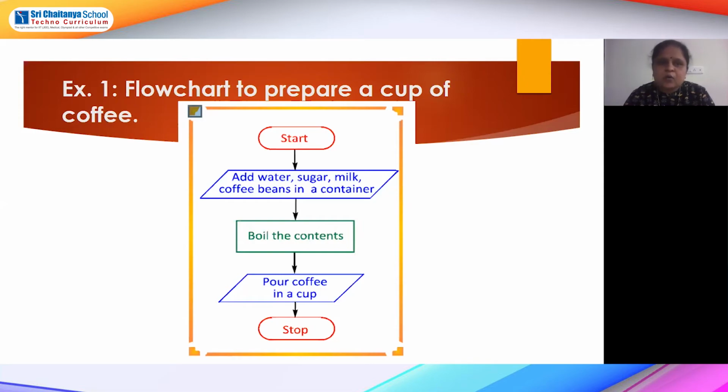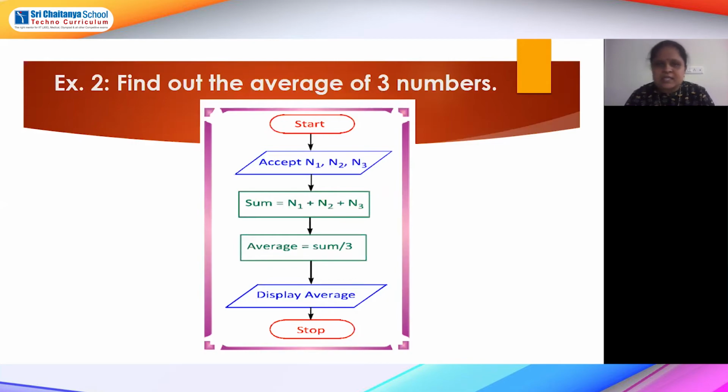Now let us take one more example, to find the average of three numbers. The same algorithm I have written, right? Let us see how to draw a flow chart. Here you can see again I am starting with the terminal symbol start. Then I want three numbers to find out the average, so here I have written accept number 1, number 2, number 3, that is n1, n2, n3. These are the three variables in which I am reading the values.